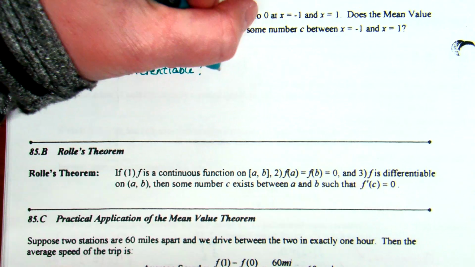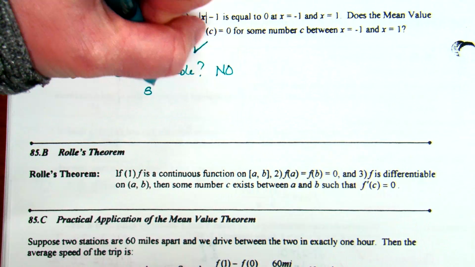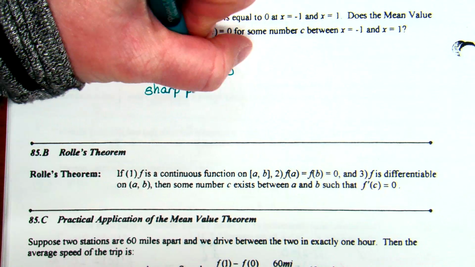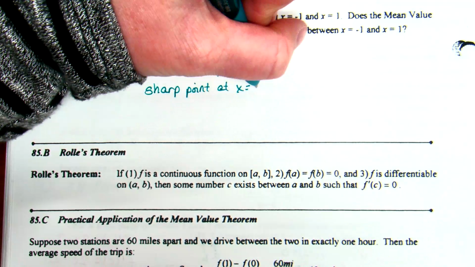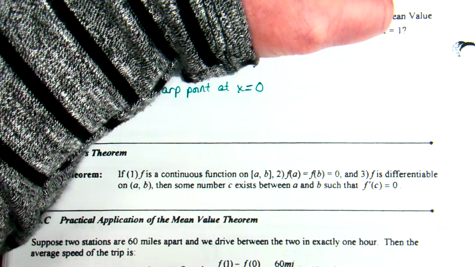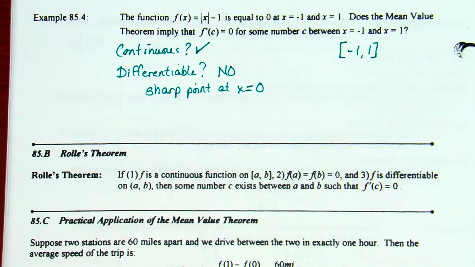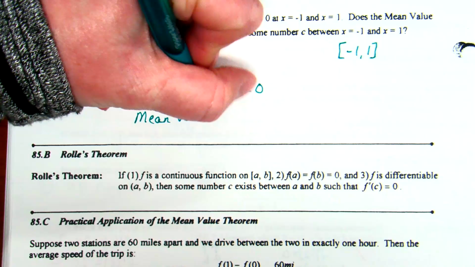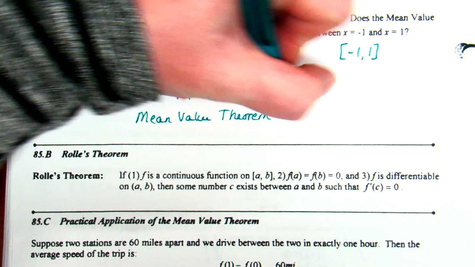That's a no, because there would be a hard point, sharp point at x equals what? 0. And what interval were they trying to ask us to work with? Negative 1 to 1 again. Now, if they gave us a different interval, it might be different. But since this is the interval they gave us, mean value theorem does not apply.